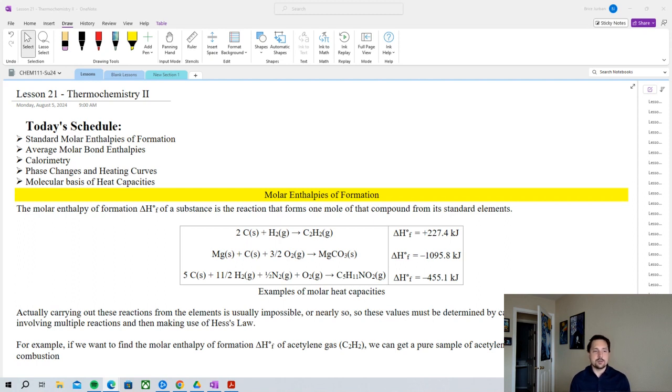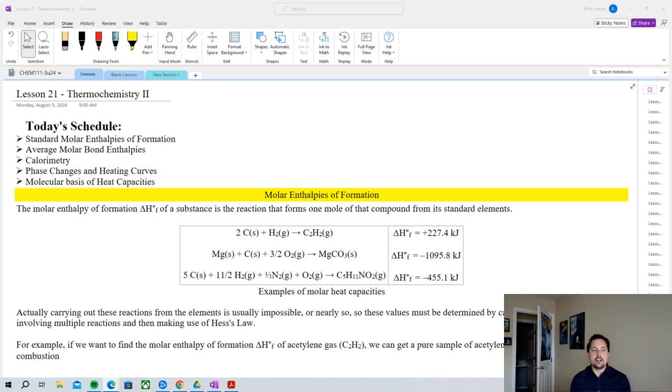I'm then going to discuss a property of matter known as the specific heat, which is the energy that's required to change 1 gram or 1 mole of that substance 1 degree Celsius or Kelvin, and the strategies that chemists employ to measure this specific heat, which is known as calorimetry. I'm going to then discuss heating curves, which is the energy changes that occur when you heat a substance that may or may not involve a phase change.